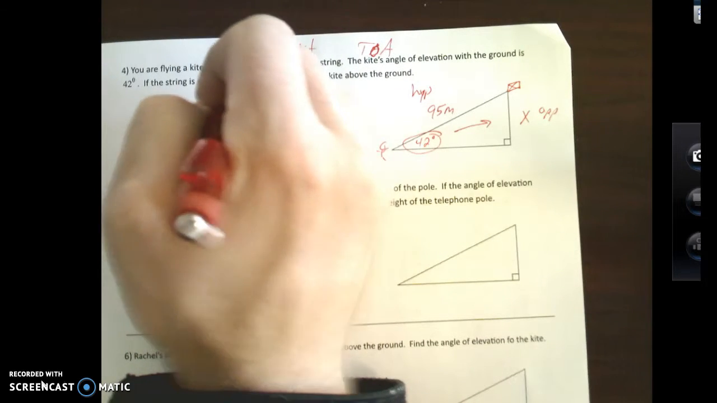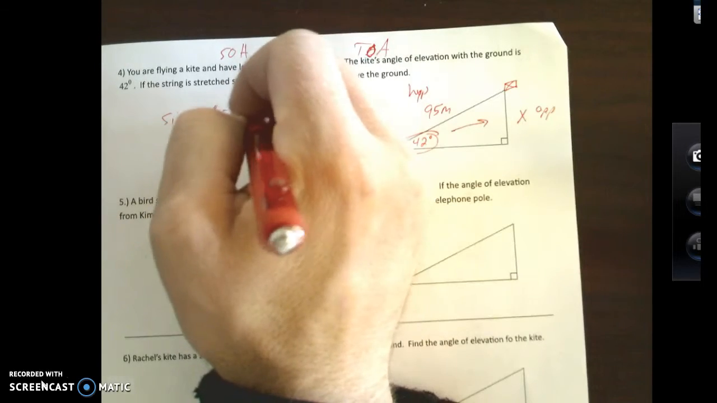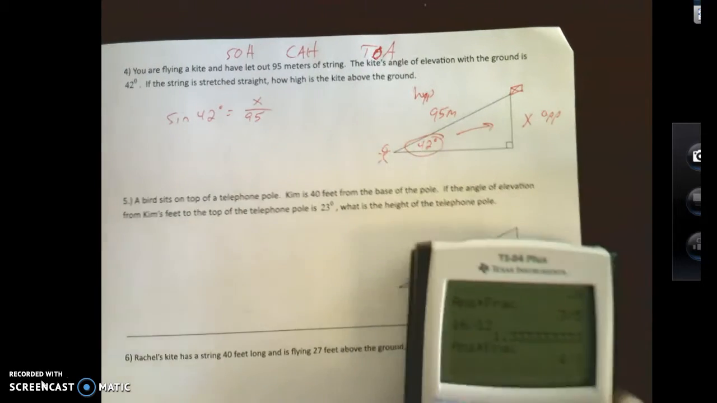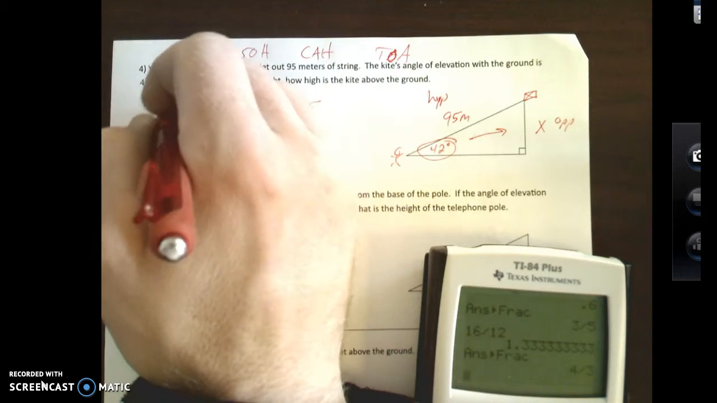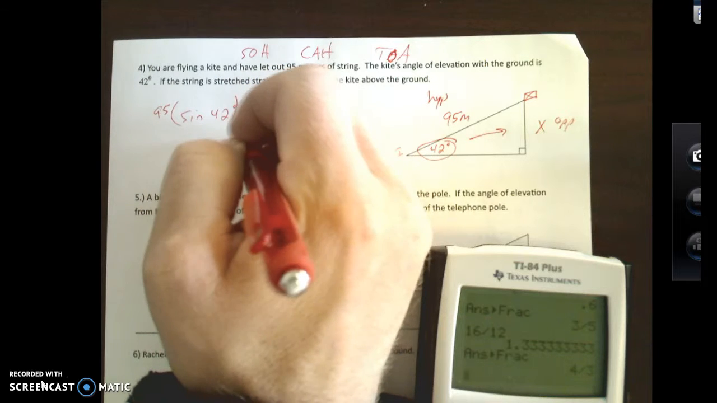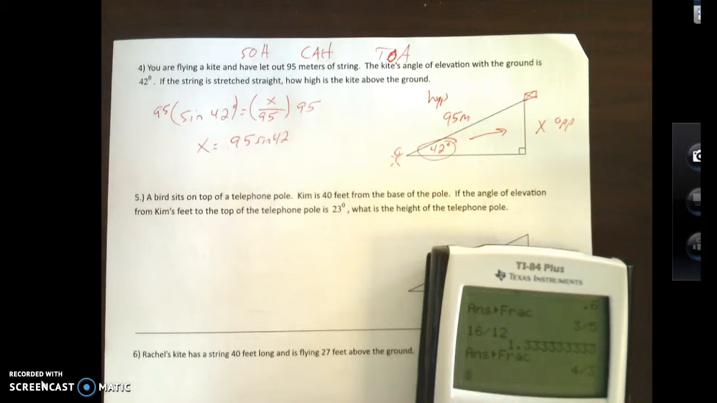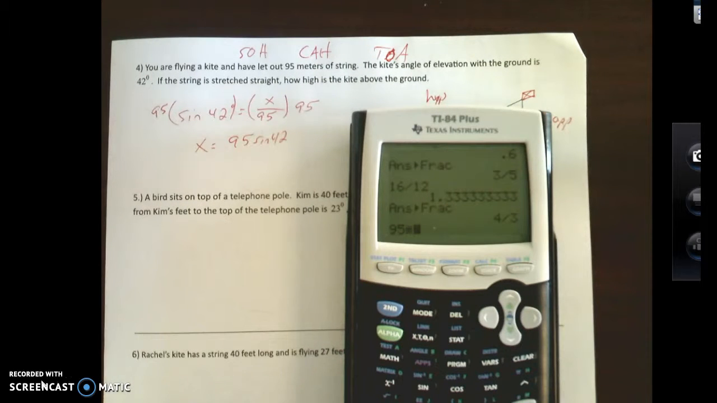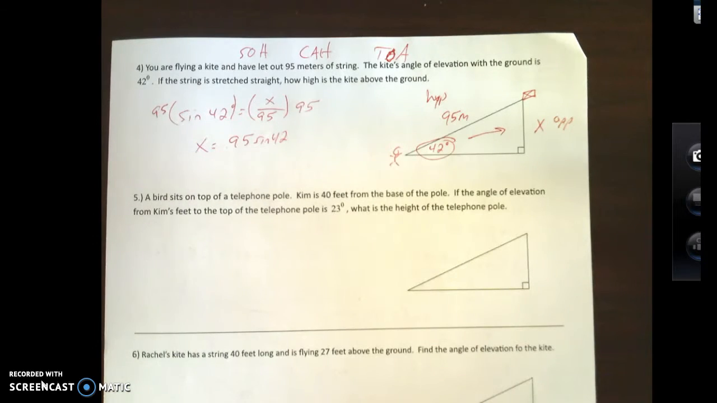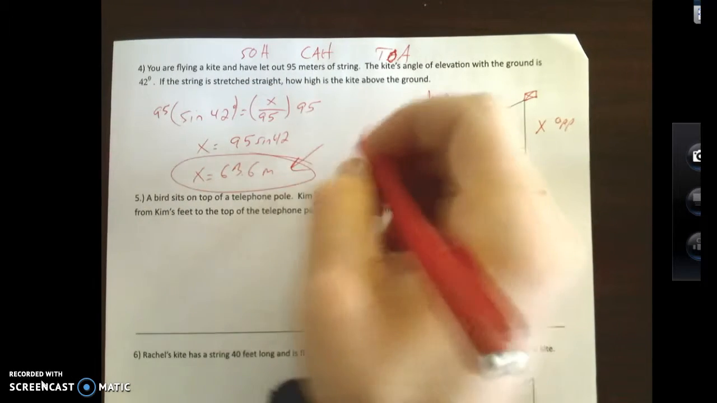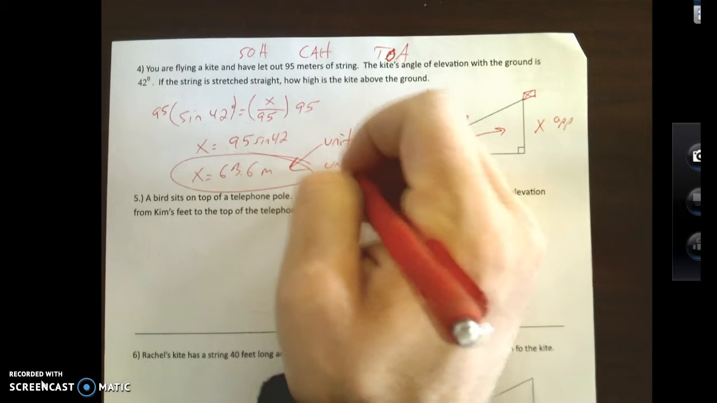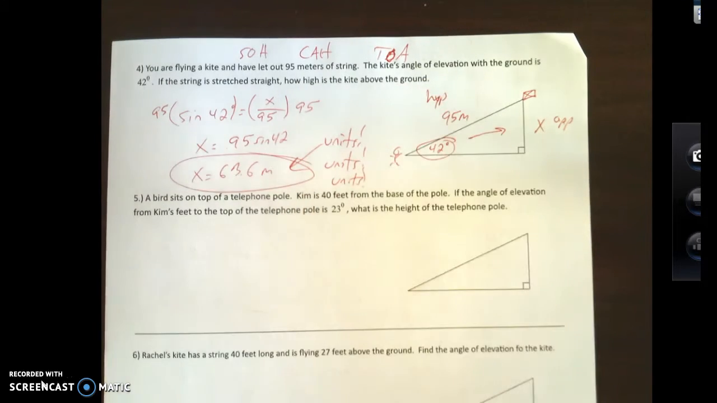So that would be sine of 42 degrees equals x over 95 meters. To find this one, 95 is in the bottom, so multiply both sides by 95. X equals 95 sine 42 degrees. 63.6 meters. Don't forget units, units, units. Very important.